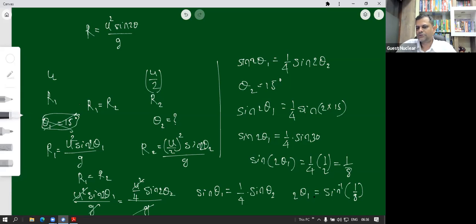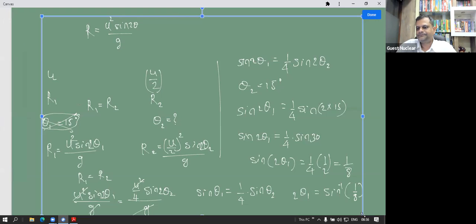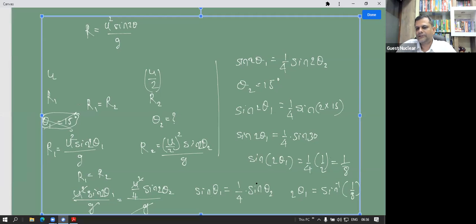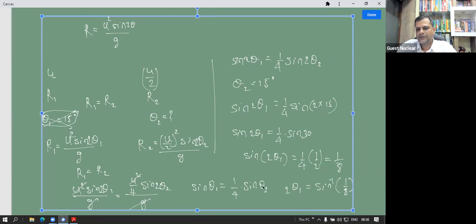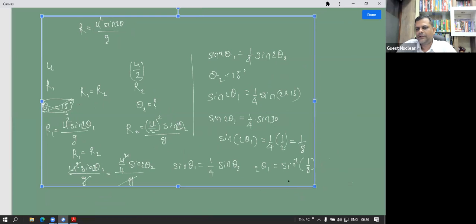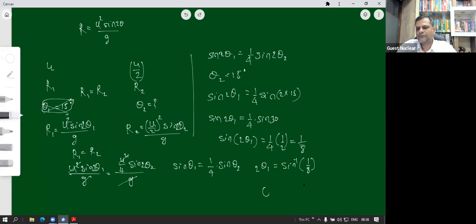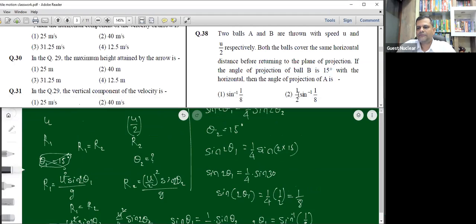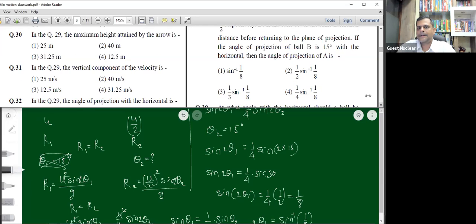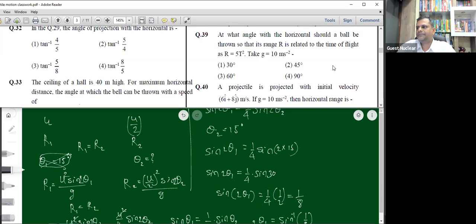And if we take this 2 also in the denominator, then we get theta 1 equal to 1/2 into sin inverse of 1 by 8 as the final answer, which is already there in the options. See here, 1 by 2 into sin inverse of 1 by 8 is there in option number 2. It is going to be the correct one. Yes, 39th also. Check.